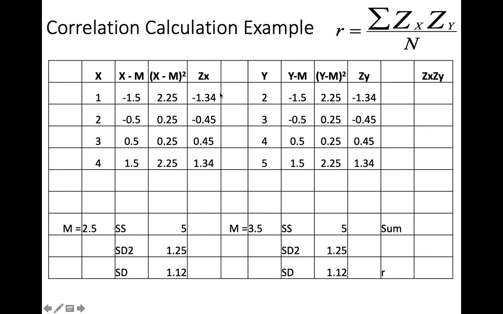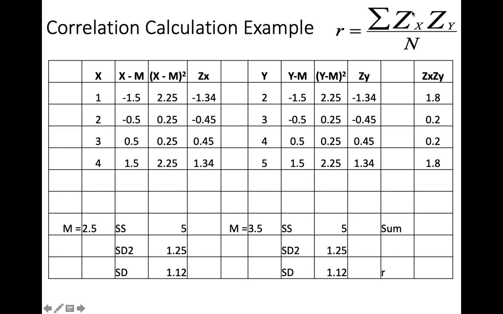Okay. Next step, we've got to get our cross products. So we're going to multiply zx by zy. For this first line of data, we multiply negative 1.34 by negative 1.34. Okay, negative times a negative should yield a positive. The next thing that we're going to do is multiply negative 0.45 by negative 0.45. Negative times a negative will give us a positive, and then repeat that process. Okay, so that's with a little bit of rounding, but I did it to keep the numbers nice. So that's what we get when we calculate our cross products.